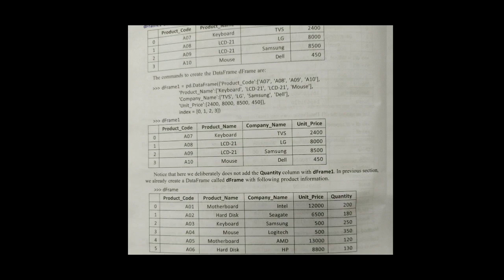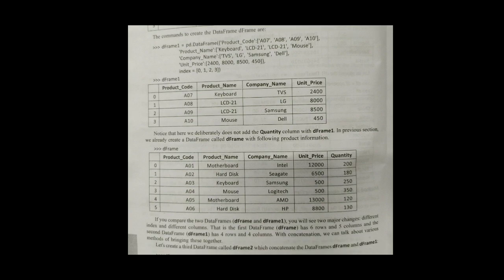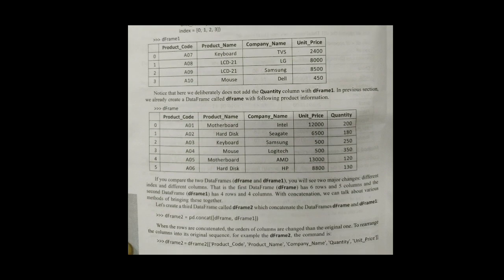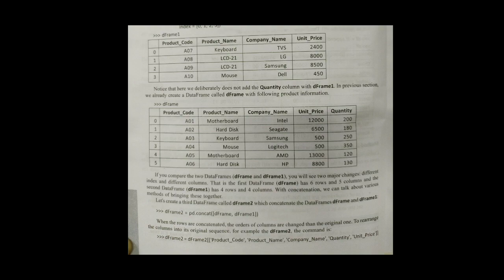You can see there is a creation of a dictionary, and after that the index is provided, which is 0, 1, 2, 3. When you display dframe1, it will display product code, product name, company name, unit price, starting with 0 to 3, meaning we have added new data in that frame. Now notice we deliberately did not add the quantity column to dframe1, unlike in the previous section.